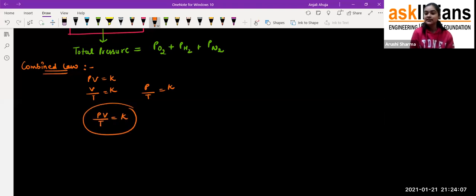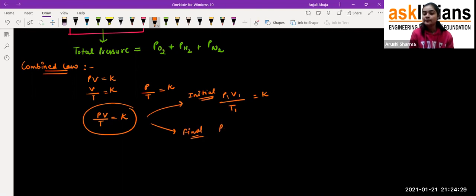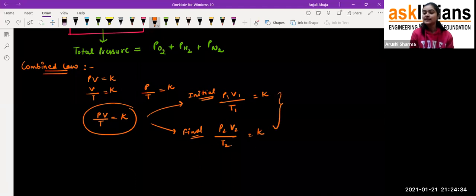Okay, so this is the combined law. When we combine the three laws, that is Boyle's law, Charles's law and Gay-Lussac's law, we get this combination, that is PV by T is equal to K. So I can write it in this form: the initial condition, when the reaction has started, is P1 V1 by T1, which is equal to K, and the final condition is P2 V2 by T2, which is equal to K. Now both are the same, so you can write P1 V1 by T1 is equal to P2 V2 by T2.